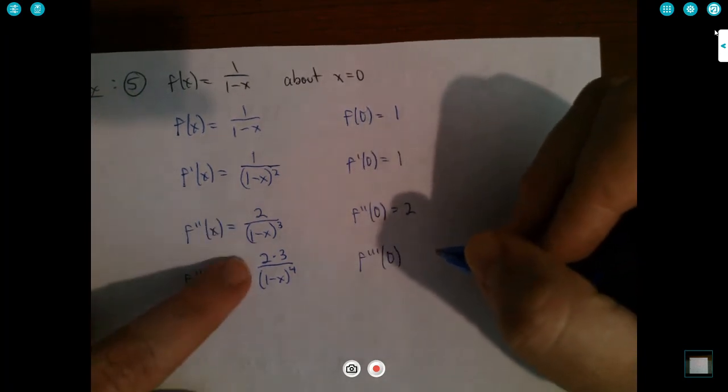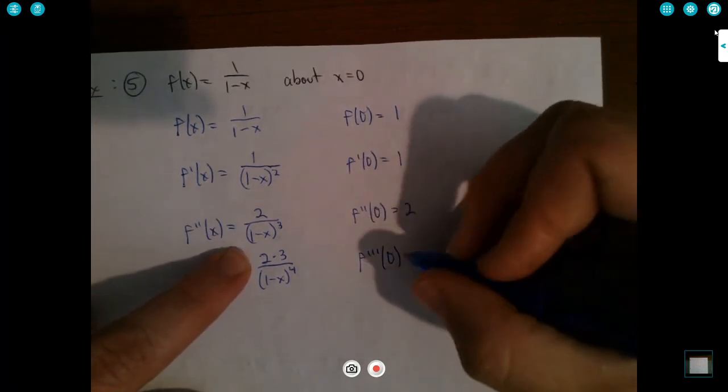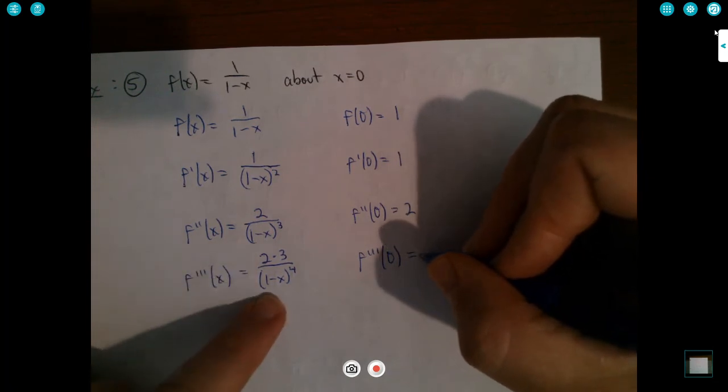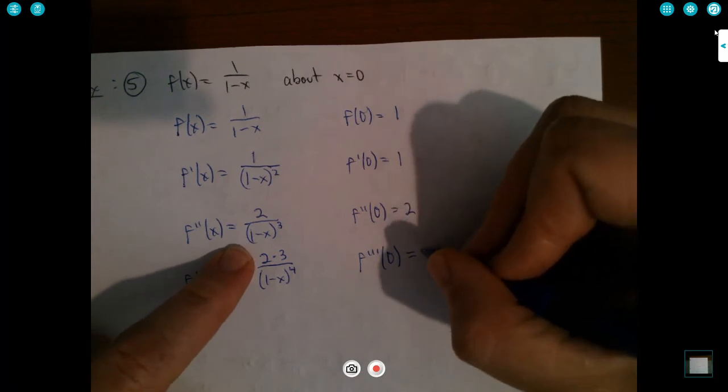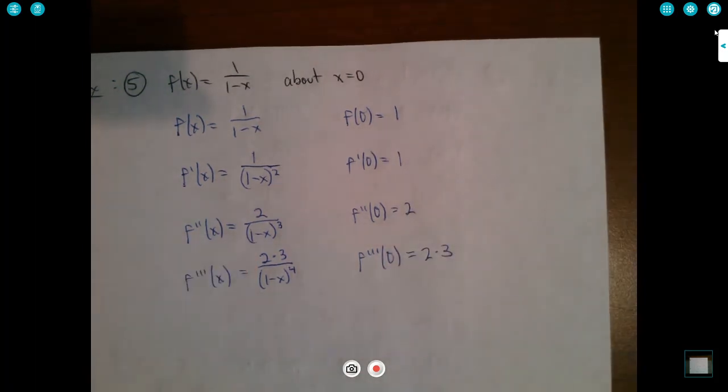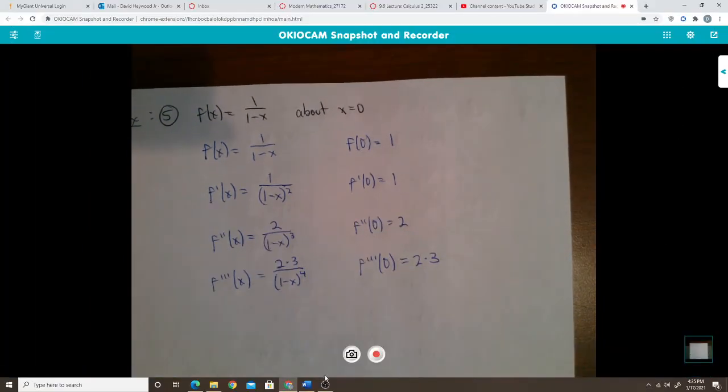f triple prime of 0 is going to be 2 times 3, right? Because 1 minus 0 is 1, and 1 to the 4th power is 1. Anything divided by 1 is the same thing, so it's just 2 times 3. Okay, so I am kind of glad that I left it that way. Let me pause this real quick.